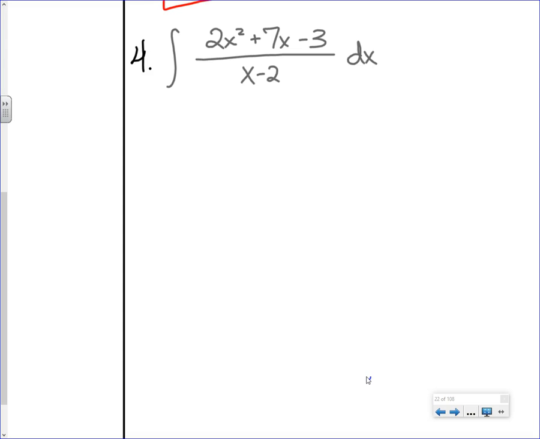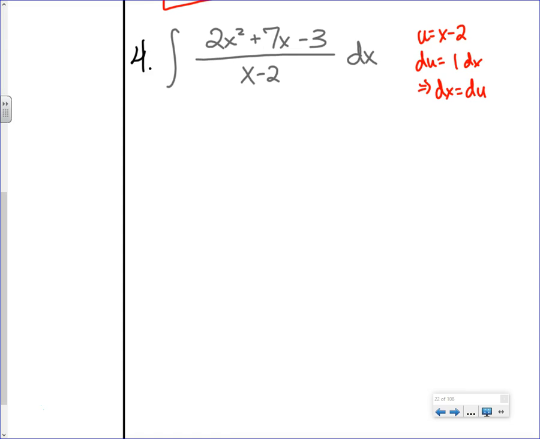If you guys thought that you needed to choose a u right now from how it's written, what would you choose u to be? x minus 2. It's the innermost, the one that's tucked down below. So u is equal to x minus 2. So dx is equal to du.